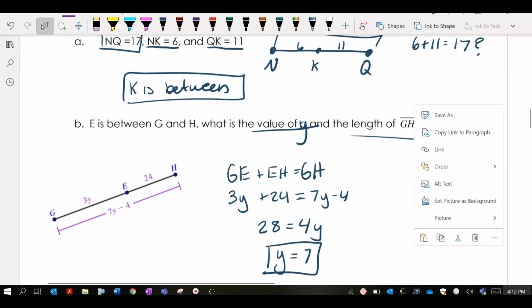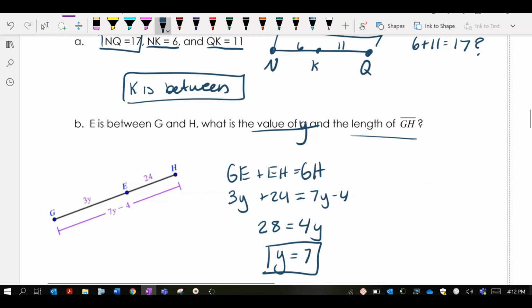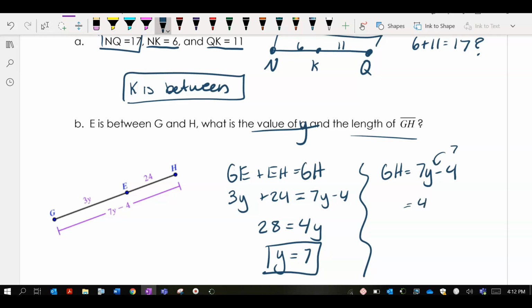length of segment GH. When we go ahead and find the segment GH, finding that length, GH equals 7y minus 4, plug in 7. So then we will have here 7 times 7 is 49 minus 4. We will get 45 is GH.